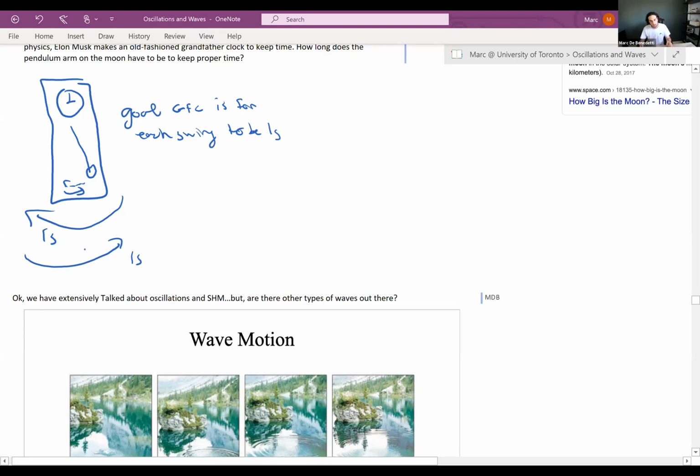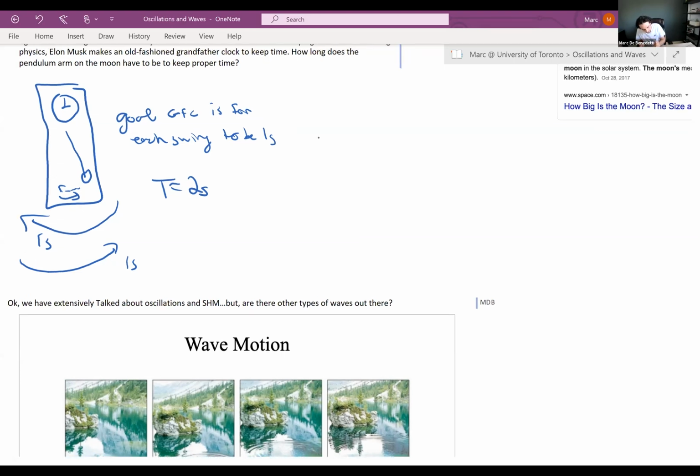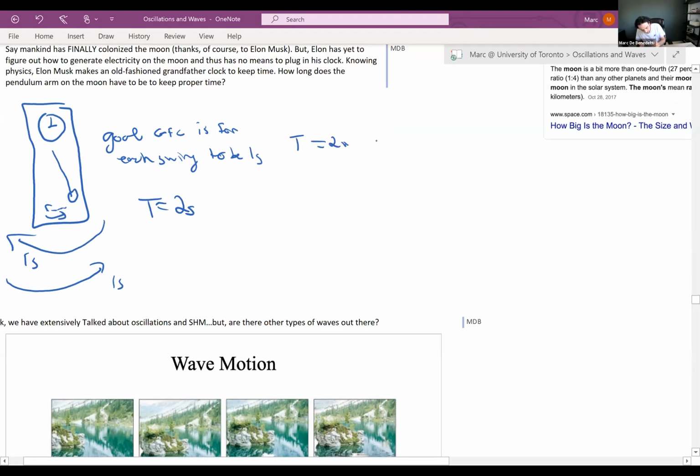So tick, tock, tick, tock. Each tick, 1 second, each tock, 1 second. So tick tock is 2 seconds. This tells me that the period of oscillation has to be 2 seconds. Forward, back, that's one period. So 2 seconds. The period of a pendulum equals 2 pi root L over g. We know the period has to be 2 seconds.